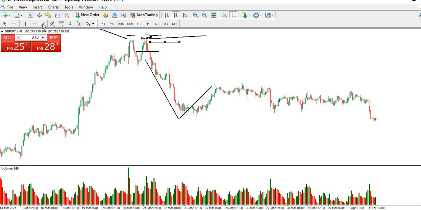You can see it is a clear setup. The market made an initial high, the market retested it and made a double top, and here you can also see the candlestick confirmation, which is a pin bar.